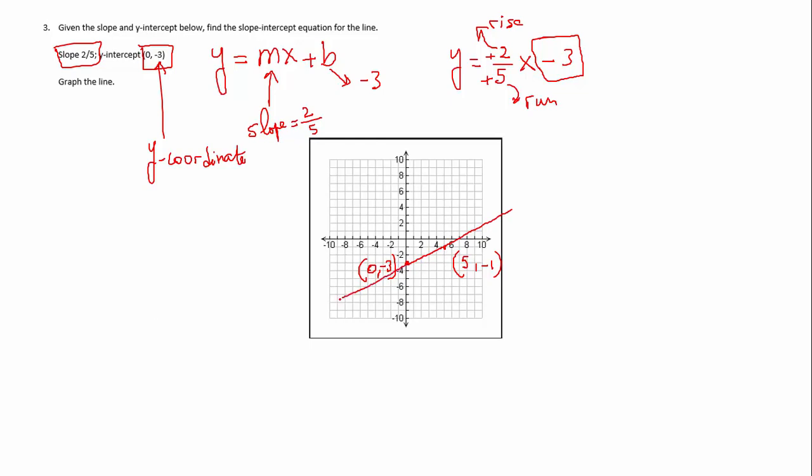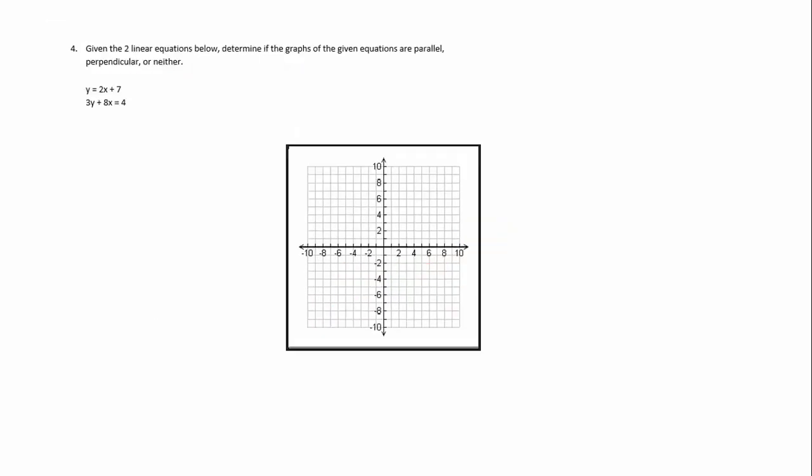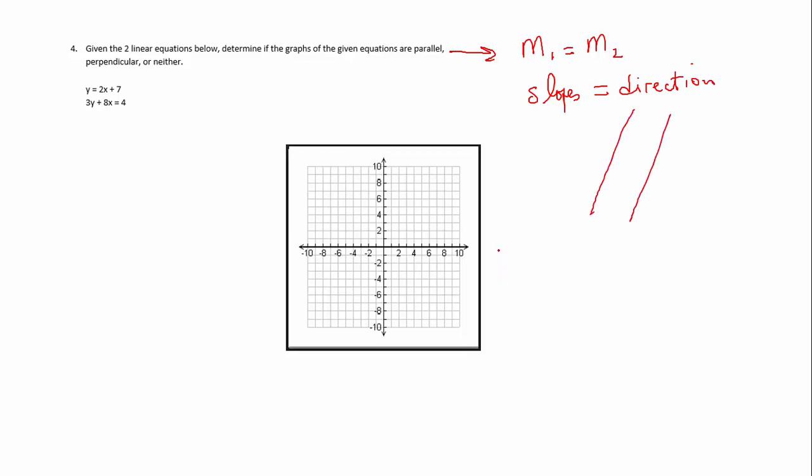Okay? So if I join these 2 points, this would be the graph of the line. Given the 2 linear equations below, determine if the graph of the given equations are parallel, perpendicular, or neither. 2 lines are parallel when the slope m1 equals the slope m2. So when the slopes are equal, by slopes I mean direction. When they have the same direction, the 2 lines are called parallel.